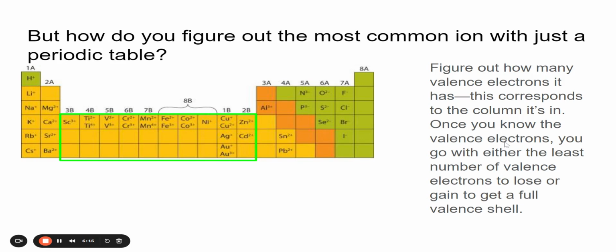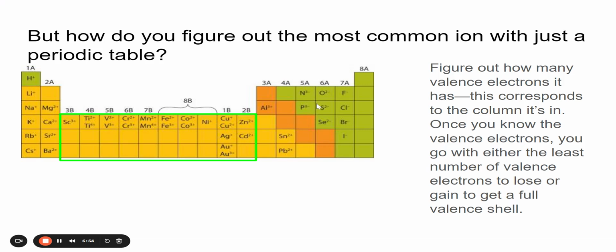Once you then know the valence electrons, you go with either the least number of valence electrons to lose or gain to get a full valence shell. So if you look, there's some patterns in the most common ions. 1A all have +1 charges. 2 has +2 charges. If I'm looking at 3, it's got 3 valence electrons, so we've got a +3 charge. 4 ends up being a little weird. We'll come back to this later on when we're talking about ionic naming, but 4 could be plus or minus 4. These two also have other options.